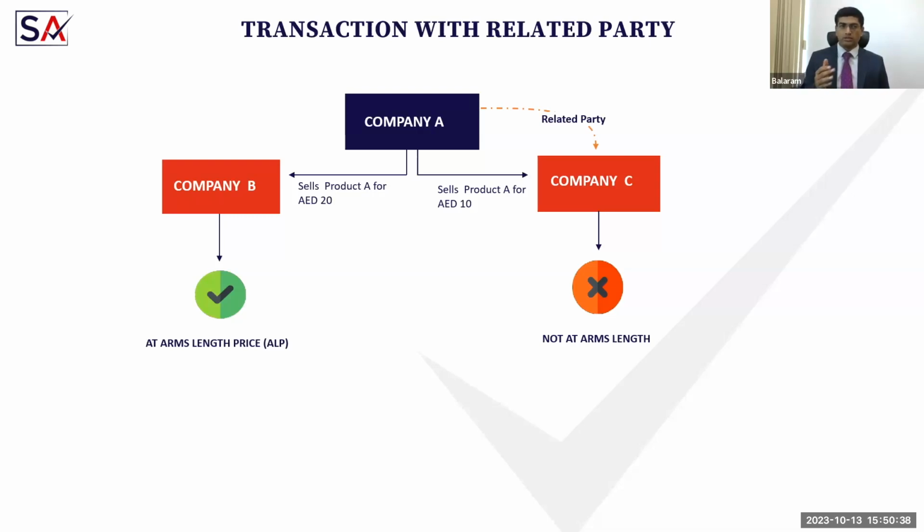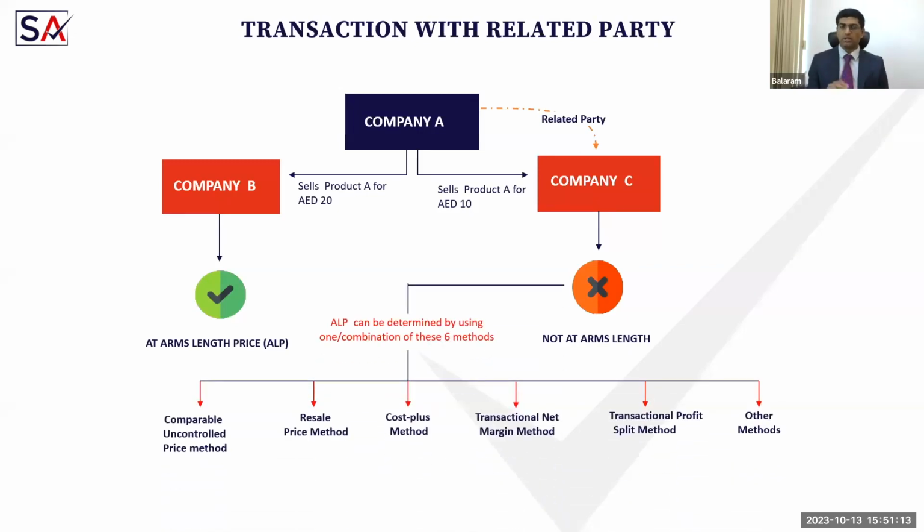Now the same product is sold to B as well as to C, but the rates are different. That should not be the case. Let us assume whatever is sold to company B is at arm's length, or the market rate. Then for company C also, instead of selling at 10 dirhams, it is supposed to sell at 20 dirhams, in simple language. Since company A is selling to company C at 10 dirhams, we need to make sure that the price charged to company C is also at arm's length.